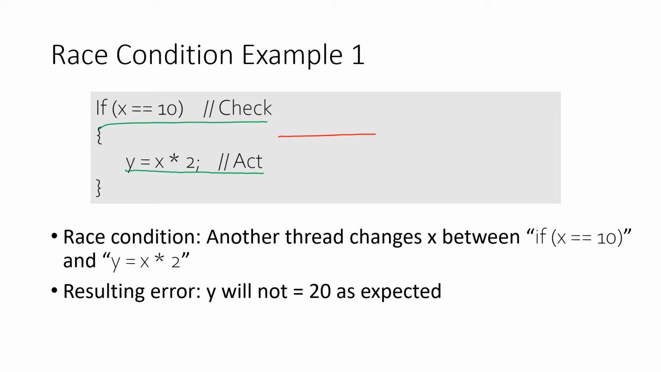In between that check and act is where our error would occur. For example, a race condition could occur in this example in particular if a thread changes x between the check and the act, if x is equal to 10 and y equals x times 2. So let's say the second thread changes x to 5. We would expect the output to be 20 if the race condition didn't occur. But since it did, we wouldn't have y giving us an expected 20.